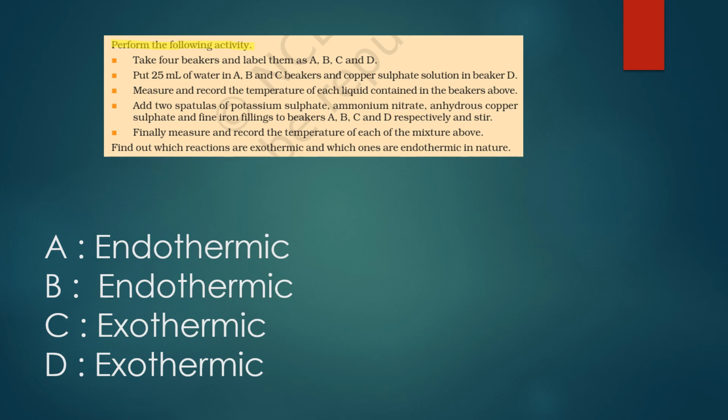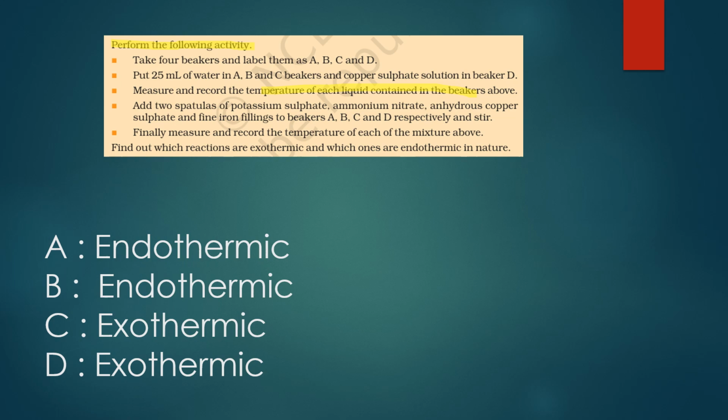ठीक है, A, B, C के अंदर तो आपने सिर्फ वाटर ऐड किया है और D के अंदर कॉपर सल्फेट सोल्यूशन। Measure and record the temperature of each liquid contained in the beakers. आप सबका टेम्परेचर ऑब्जर्व करो। Now add 2 spatulas of potassium sulfate, ammonium nitrate and anhydrous copper sulfate and fine iron filings to beakers A, B, C and D respectively and stir.